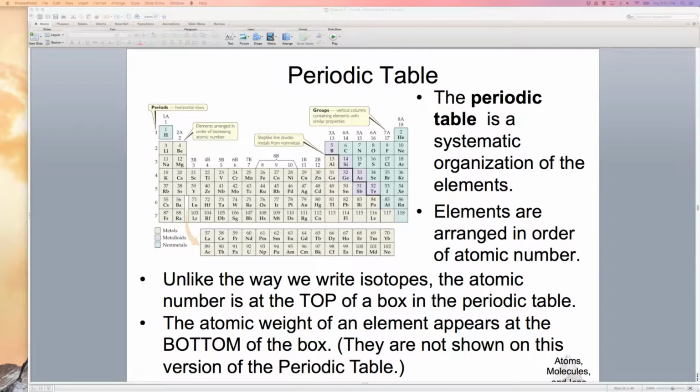So we've already talked about the atomic number, which is at the top of the square in the periodic table, and underneath the letter, the symbol, that is the average atomic mass, and we talked a little bit about the average atomic mass and how to calculate that. We're not showing that on this particular slide.